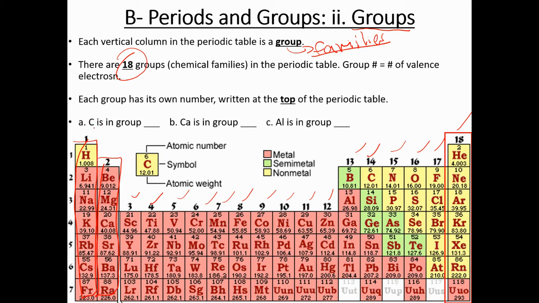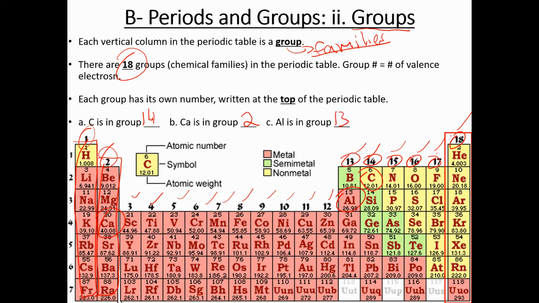So for example, if I look at carbon, carbon's over here. You could start counting from left to right, or you can say, well, this is 18, so this is 17, 16, 15, 14. Carbon is in group 14. Calcium is in group, so here's calcium. Makes sense to start from left to right, so this is group 1, group 2. Calcium is in group 2. And aluminum, over here, you could count from left to right or right to left, so 18, 17, 16, 15, 14, 13. Aluminum is in group 13.